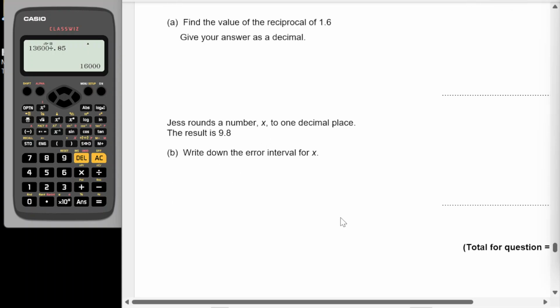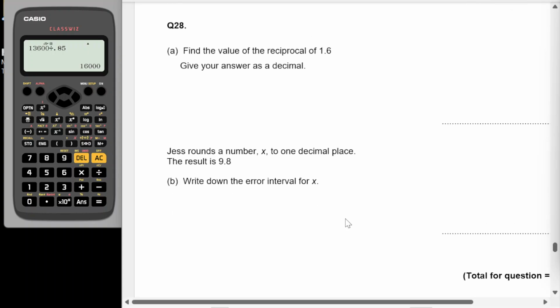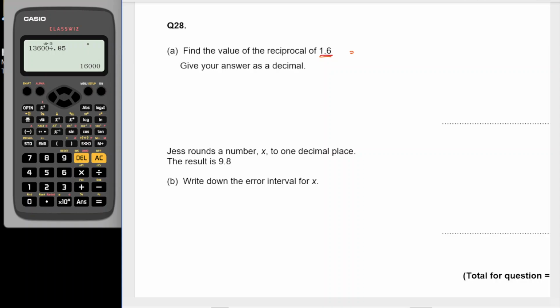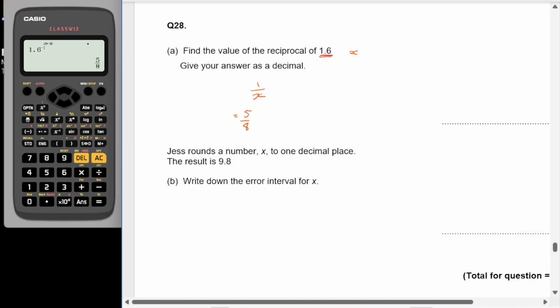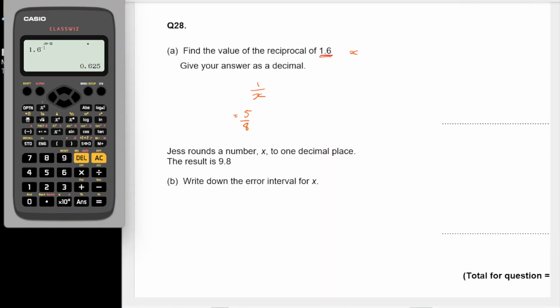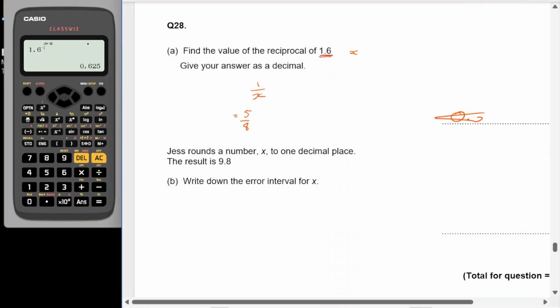Okay, question 28. Find the value of the reciprocal of 1.6. Give your answer as a decimal. So you've got two options really. The reciprocal, so if we say that that's x, the reciprocal is 1 over x. So we could do that, although we've got a reciprocal button on our calculator just here. So if we type 1.6 and then press that button, that will give us the reciprocal. So that would be 5 over 8, but it asked for it as a decimal, so that would be 0.625.